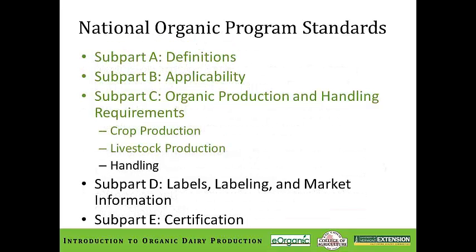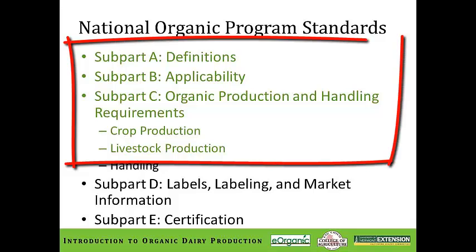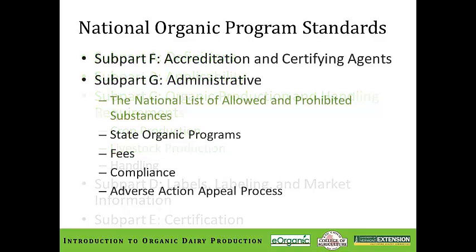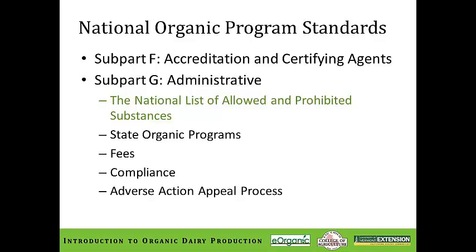This is the table of contents of the National Organic Program Standards. The sections that we will be covering in this module are highlighted in green. The sections that we will not be covering in much detail at all are in black. This is the table of contents continued. You can see that there are a significant number of sections that we will not be covering in this module.